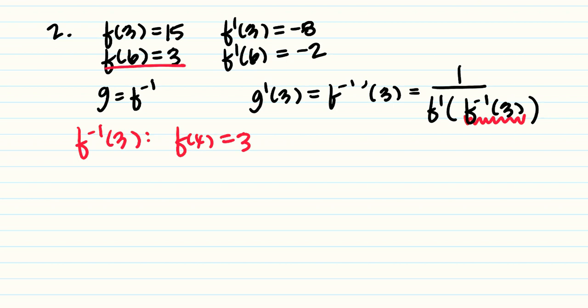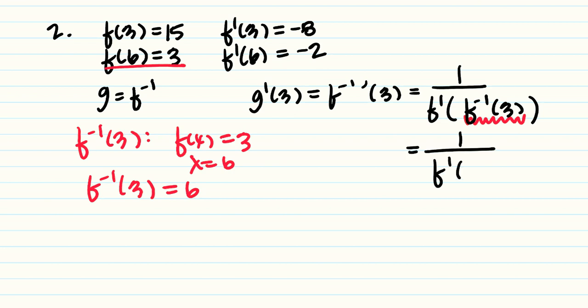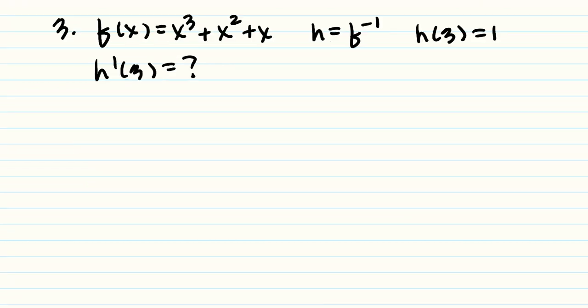Here I found it. That's x equals 6. So I can say that f inverse of 3 is equal to 6. Right? Then I'm saying that this is equal to 1 over f prime of 6, right? Because f inverse of 3 was 6. And f prime of 6 is over there. It's negative 2, so that's 1 divided by negative 2. The next one's actually set up a little nicer for us.